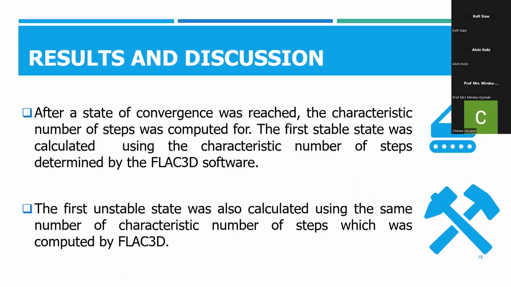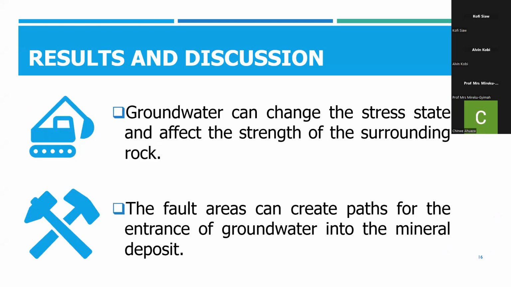So after the characteristic number of steps was calculated for, a first stable FOS was calculated for. And after, a first unstable state was also calculated for. And FLAC3D basically utilized these two states in order to compute the more accurate FOS of the slope. Okay, so as I stated earlier, groundwater has a significant effect on the stability of slope.